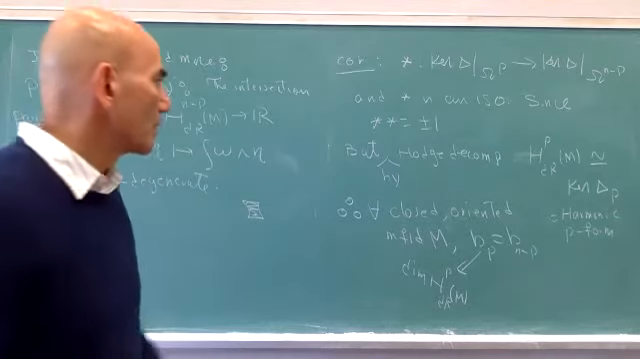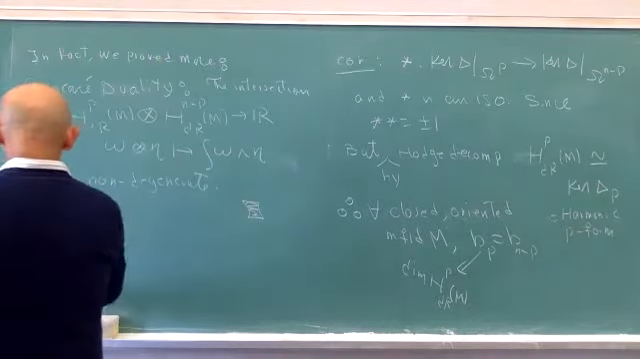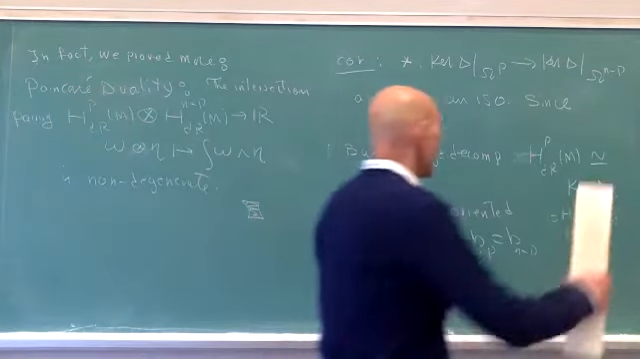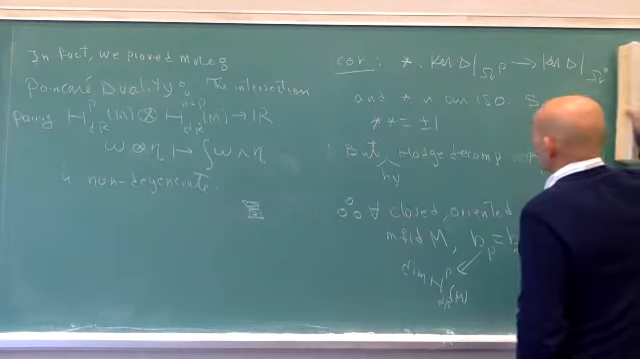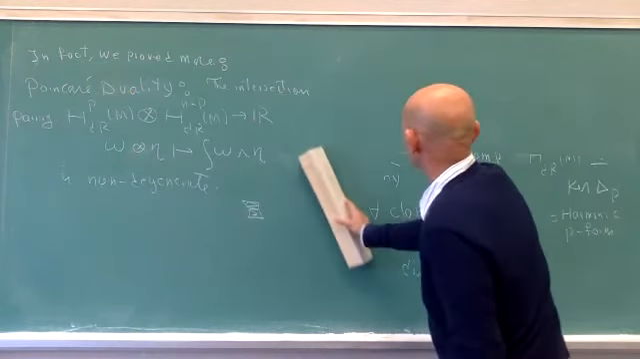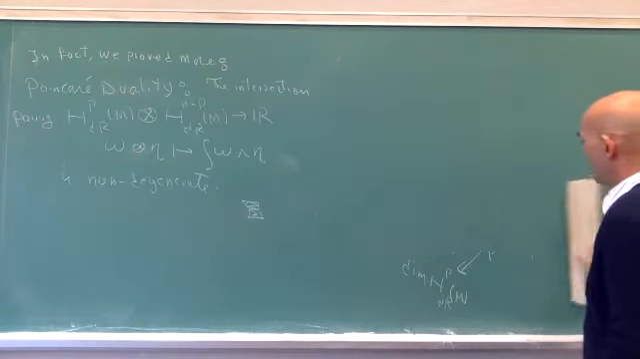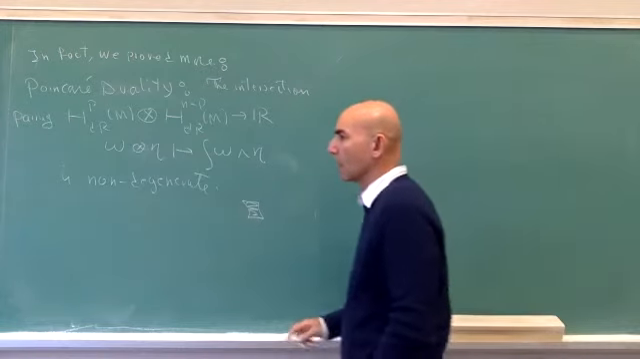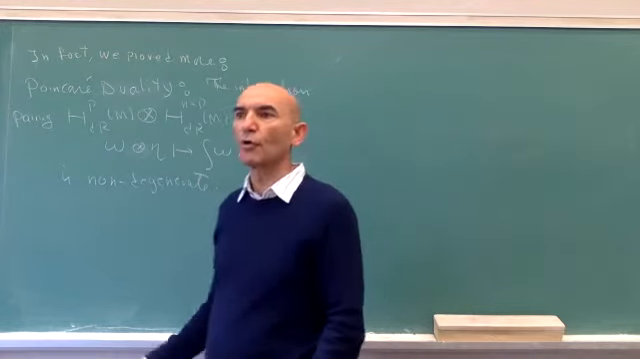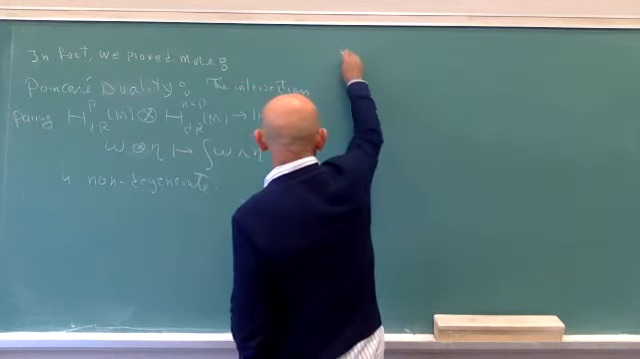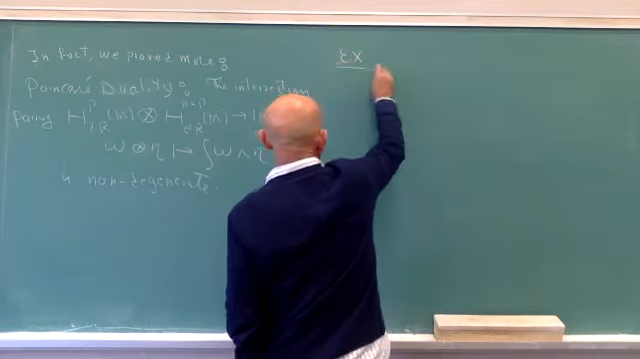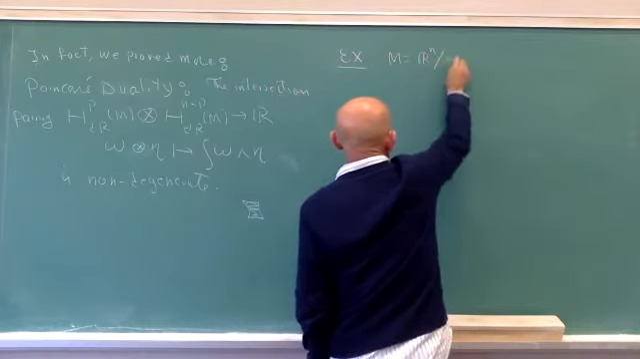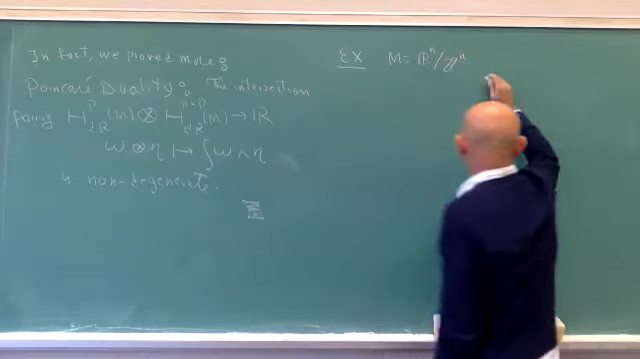Okay, so let's look at some examples of this, so we can just look at these examples now. One nice example is to look at the case of tori. So here is an example: M equal to R^n mod Z^n, so the n-torus.